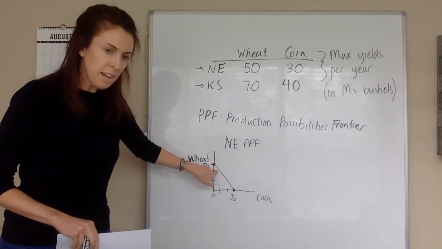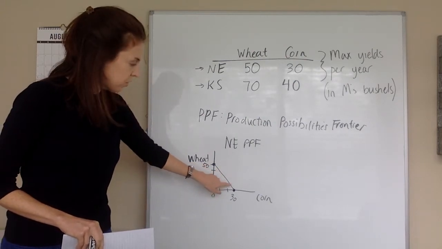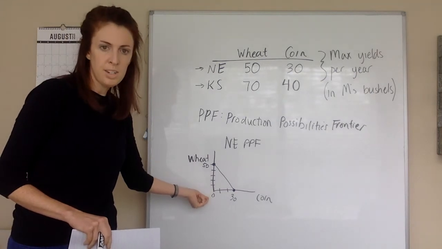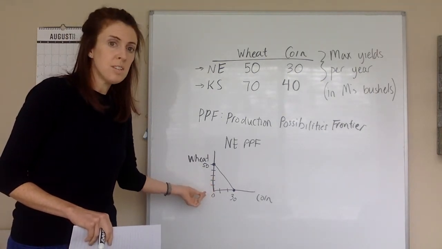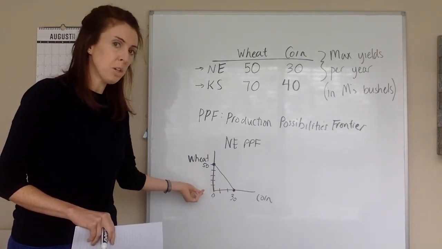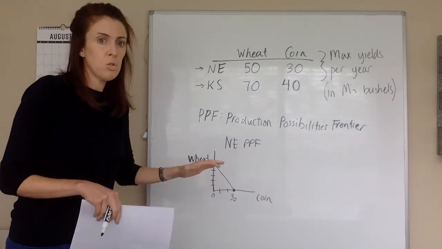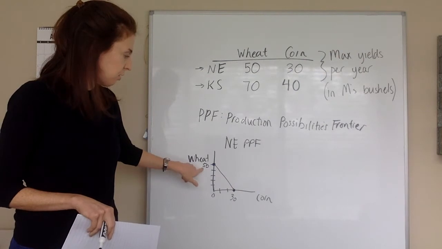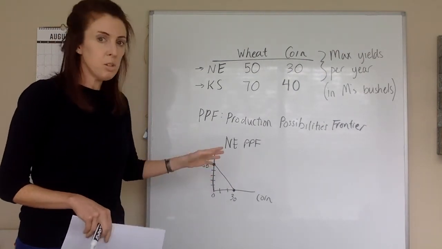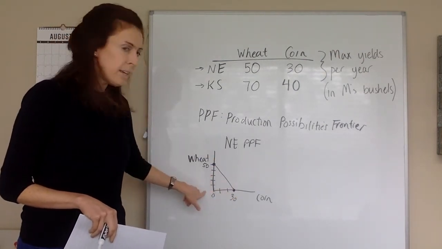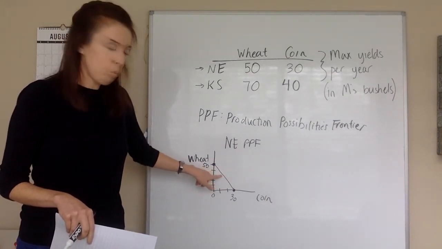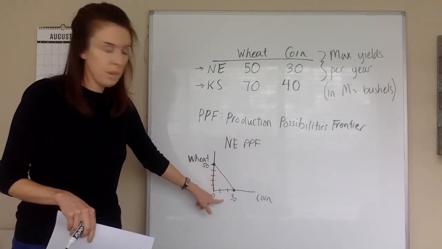So along this line, there are different coordinates. Each of those coordinates corresponds to a particular wheat-corn combination. Each of those combinations is feasible for Nebraska to produce once they've used all their land. So it would be feasible for Nebraska to use all their land, get 50 units of wheat, no corn. They could use all their land, get 30 units of corn, no wheat. They could also use all their land and get 25 units of wheat and 15 units of corn.